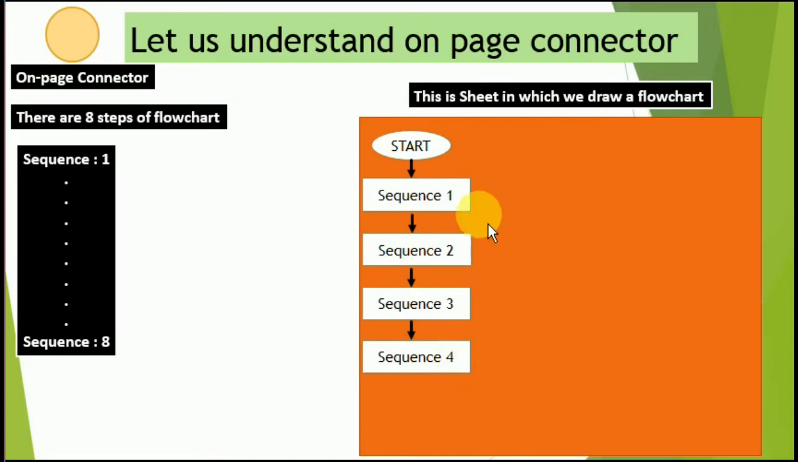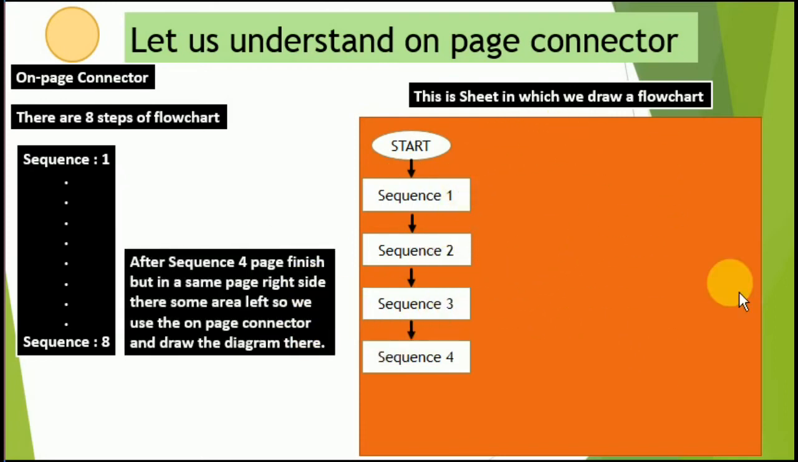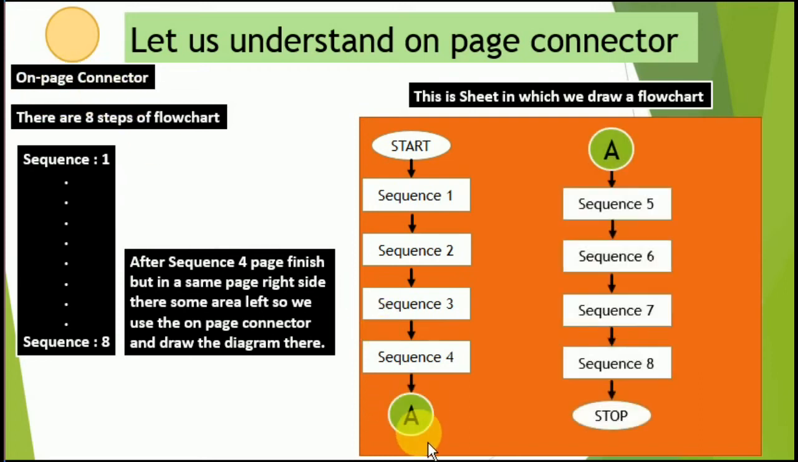Now what happened? This page is now finished up to here. Now we can turn the page and draw the next sequences 5, 6, 7, 8 there. But on the same page you find that on the right side so much area is left. So we can utilize this area also. So now we are going to use an on page connector, and we put the on page connector like this. Alphabets are used. We make a circle, write down the A and start from the A again, and the 5, 6, 7, 8 all the sequences. This is called connecting.